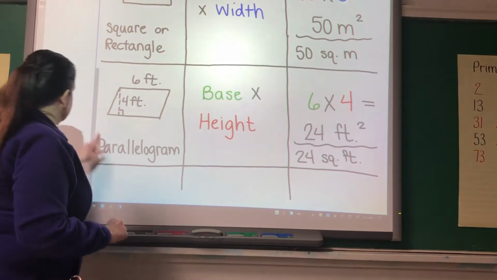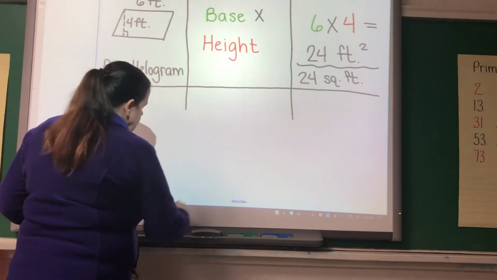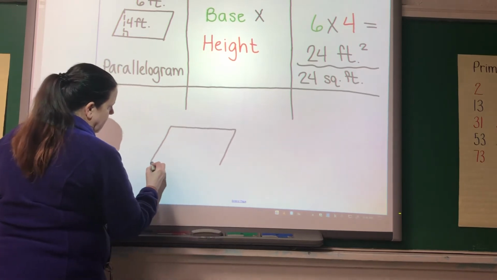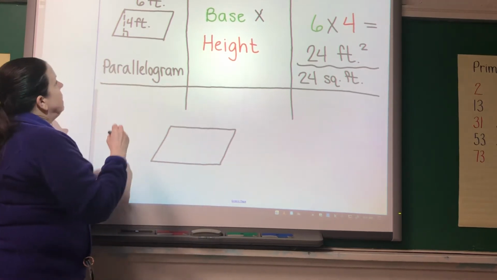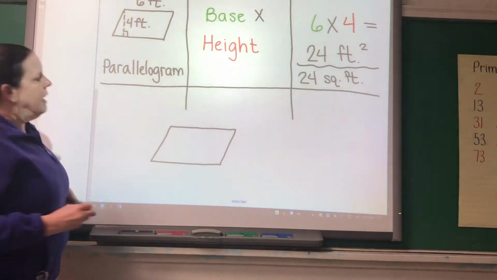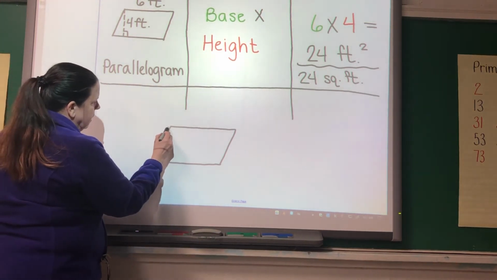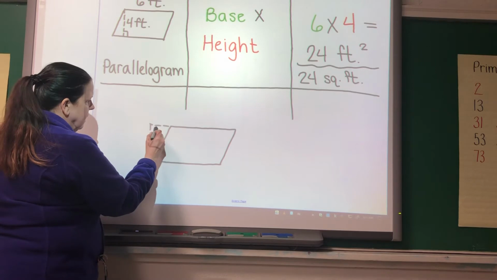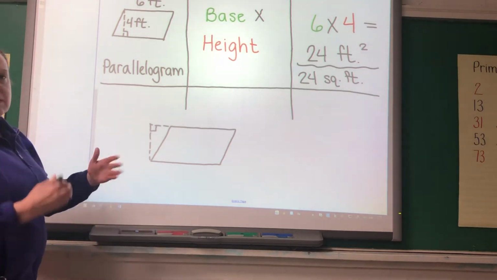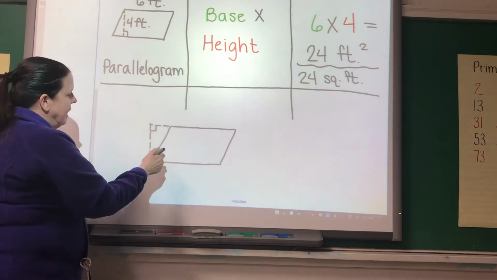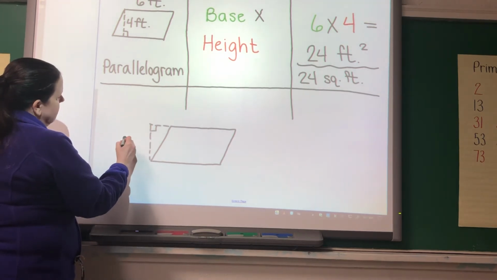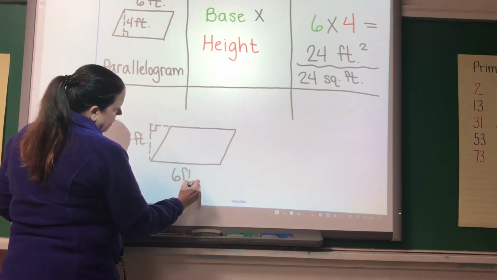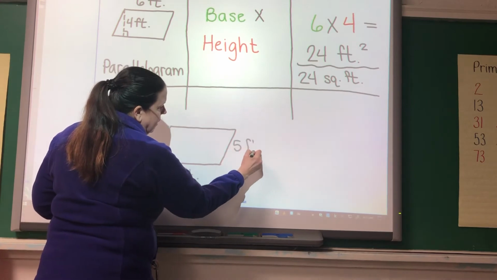Okay, so I do want to just show you something. Let me make another parallelogram here. On this one, our height was on the inside. Sometimes they're going to put the height on the outside. And again, it's fine as long as it's making that right angle, that square corner. So maybe this is our 4 here. This is our 6 here. And maybe they'll even have a 5 here.